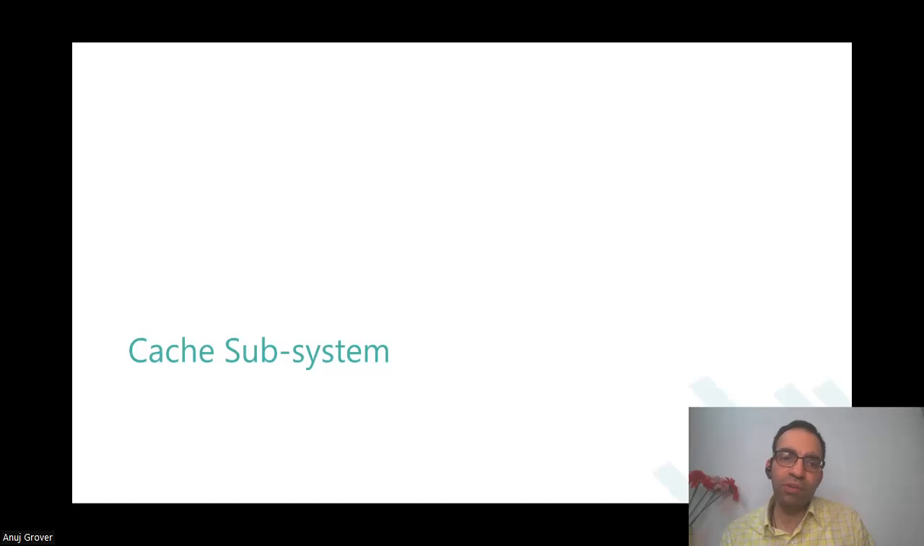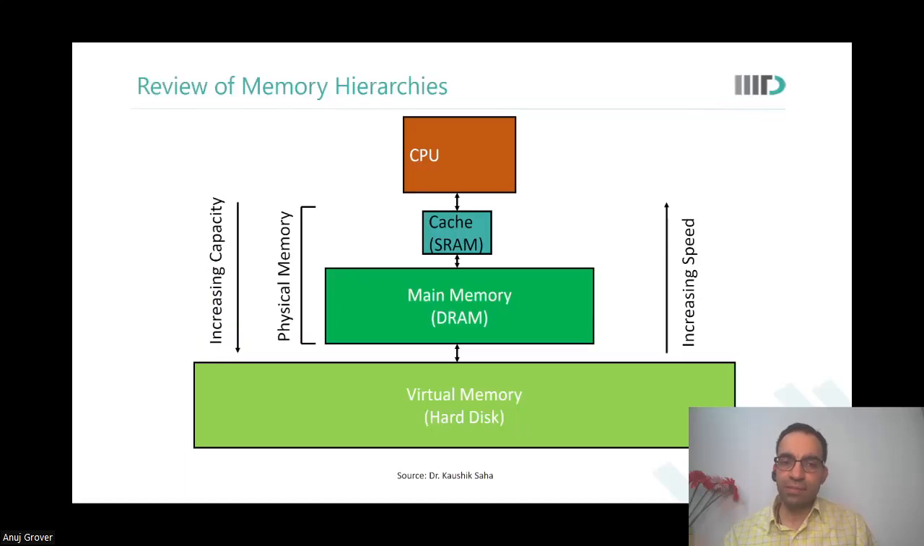And over here, when we're talking about the cache subsystem, as Ranjit mentioned, we're talking about some small memory which could be placed very close to the processor so that the overall access time for the processor is reduced. Let us look at why it is needed.